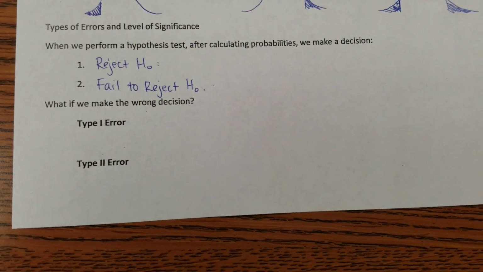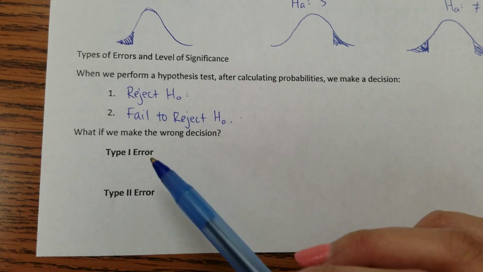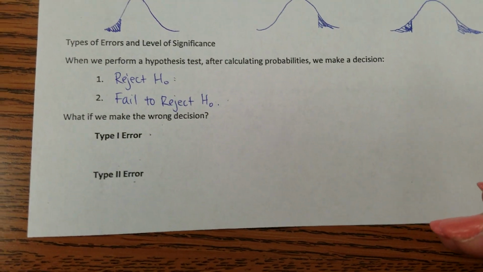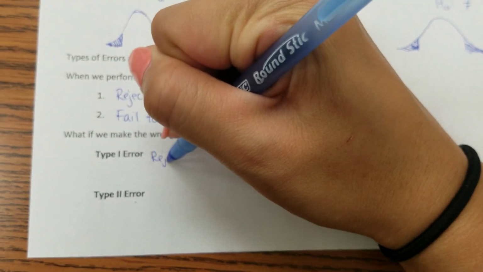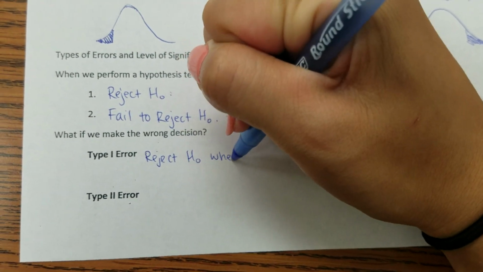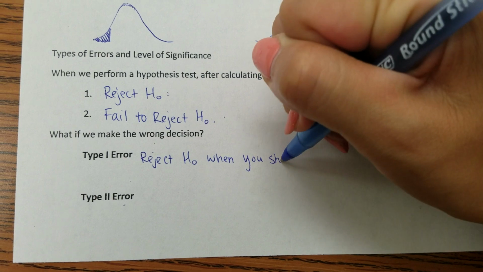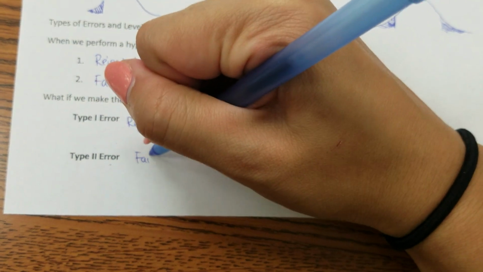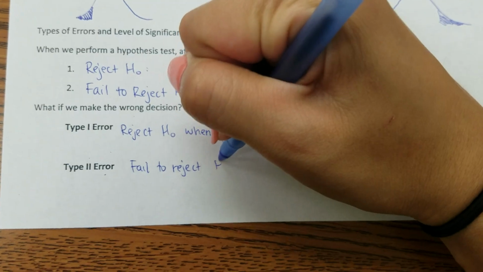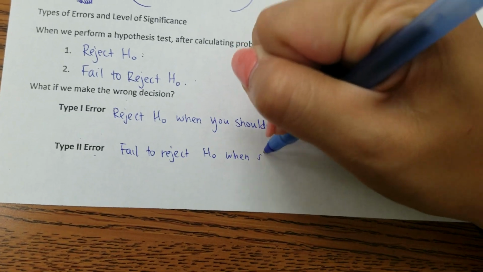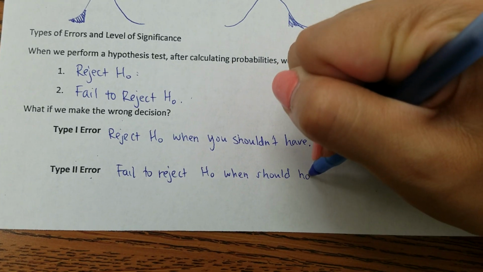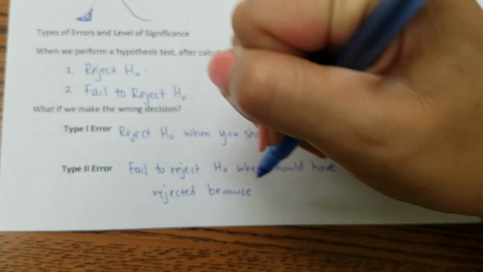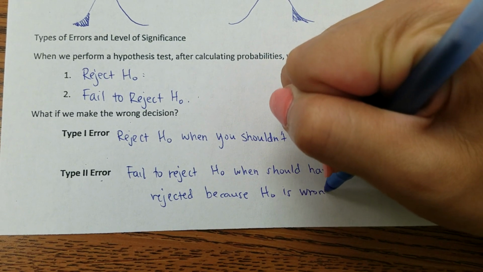But because we are only deciding these two things, what if we make the wrong decision? There's two different types of error, type 1 and type 2. We really weren't that creative when we came up with names for these errors. Type 1 error is when you reject H0 when you shouldn't have. And so type 2 error is just the opposite. You fail to reject H0 when you should have rejected it, because we should have figured out that H0 is actually wrong. So you should have rejected it.